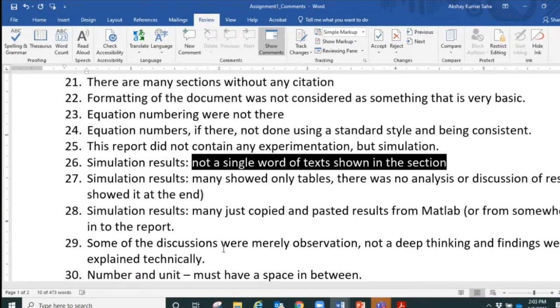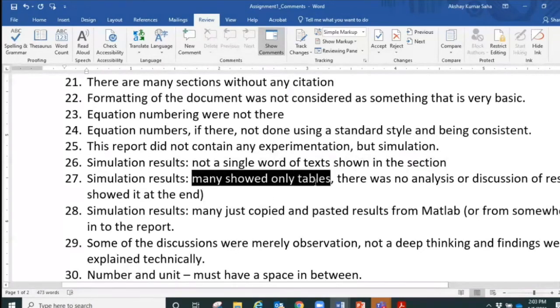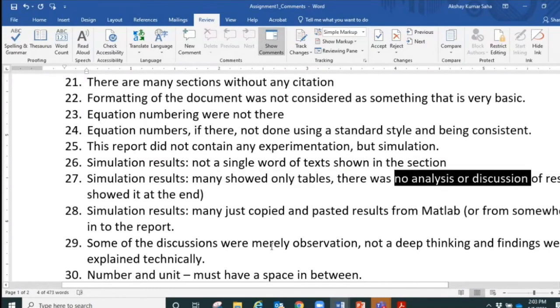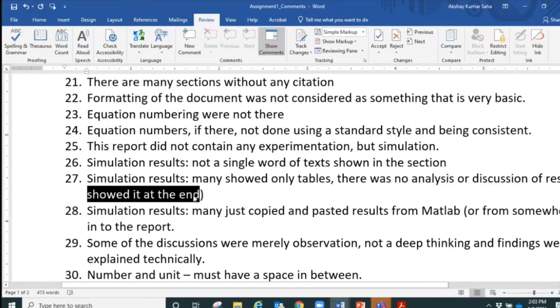But you don't have any text. You're not writing what that table is showing. Why are those values like that? Why are those graphs like that? It needs to be explained. That was not there in most of the cases. And that's what I wrote here, that many only showed tables. There were no graphs. There was no analysis or discussion. Some showed some discussion at the end.